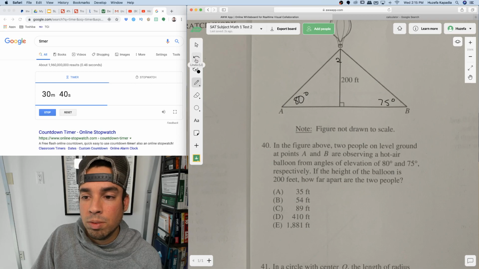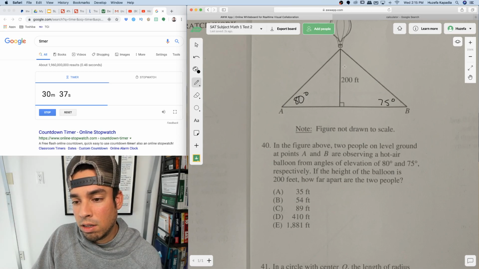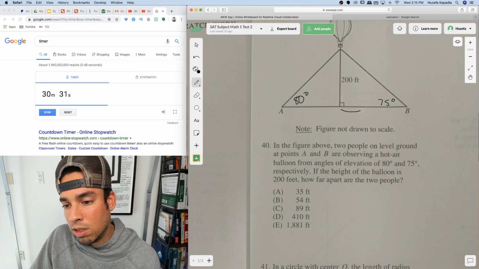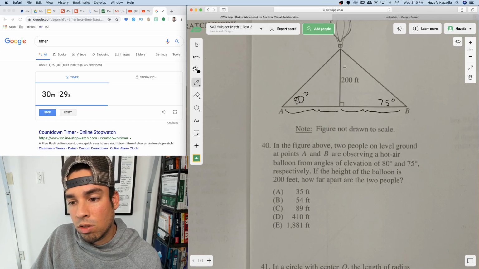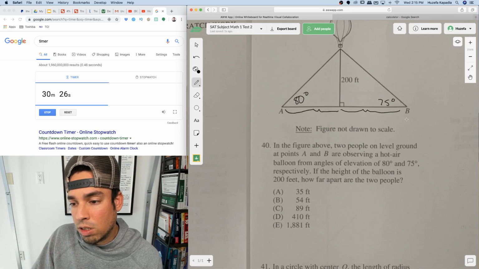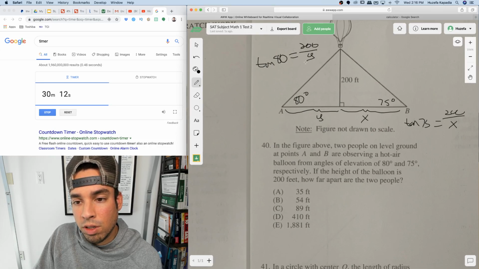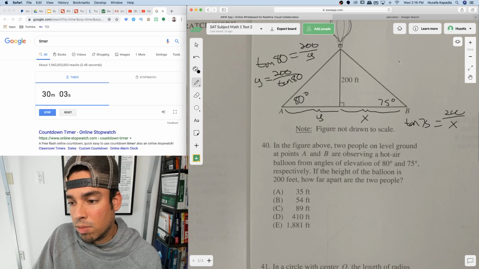Probably didn't need that angle up there. We can use trig. So now we need to say how far apart are the two people. So this distance and this distance are what we need to solve for. We know that's 200. So we're going to be using tangent in both cases. So we'd say tangent of 75 equals opposite over adjacent. Let's call this x. And then this one is tangent of 80 equals opposite over adjacent. So then isolate y: y equals 200 over tangent of 80. Same thing here, x equals 200 over tangent of 75.